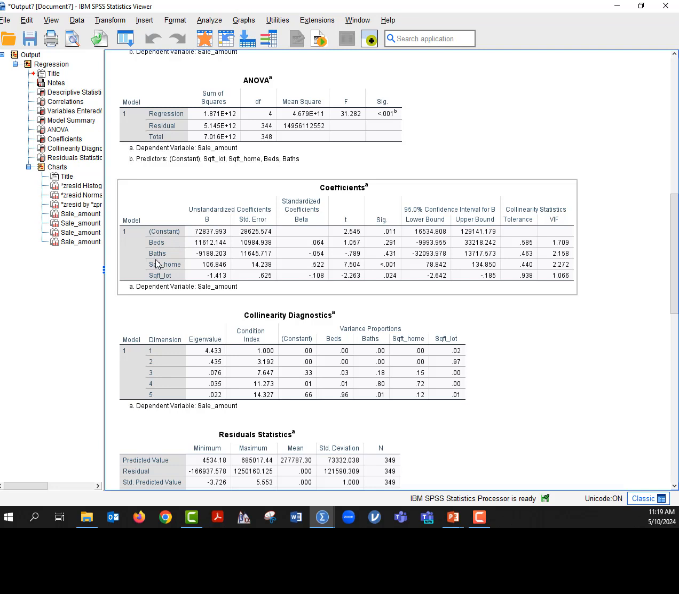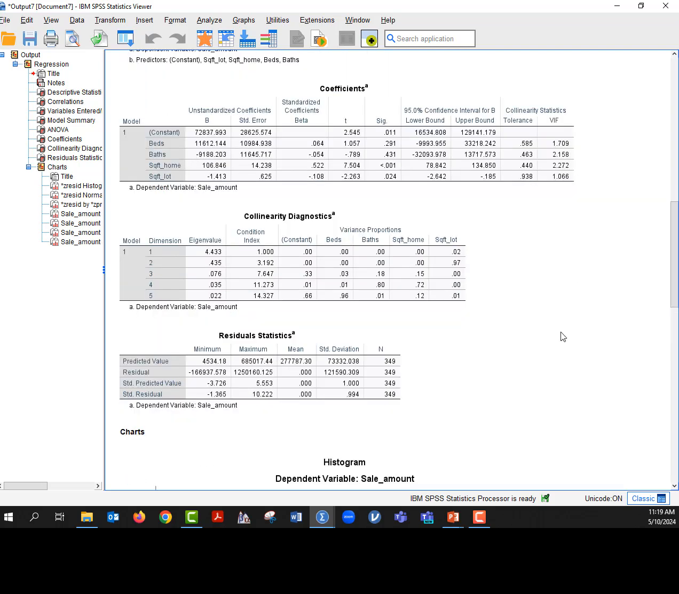We'll come back to that. We have beds, baths, square foot home, and square foot lot. Two of these are not significant, but overall with them in the model, we have a significant regression. So we're going to evaluate them in the model. We can see our variance inflation factor is low, so we don't have any multicollinearity.